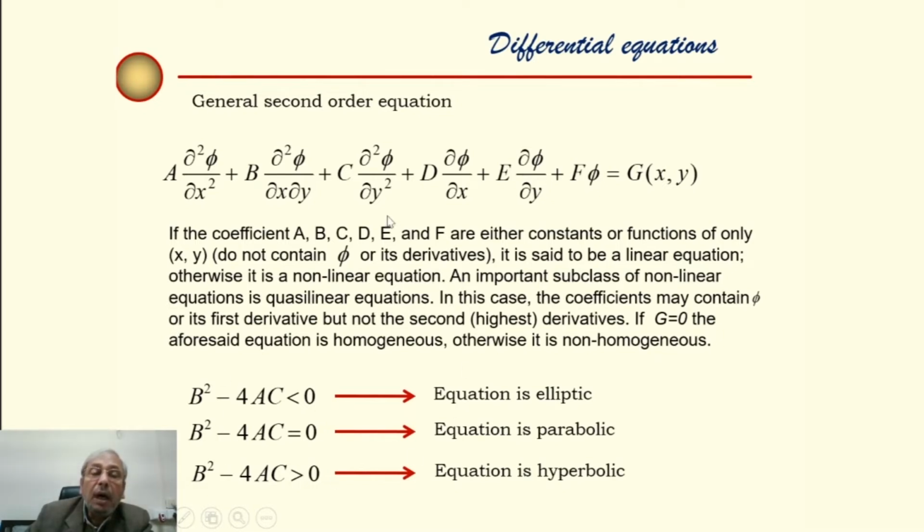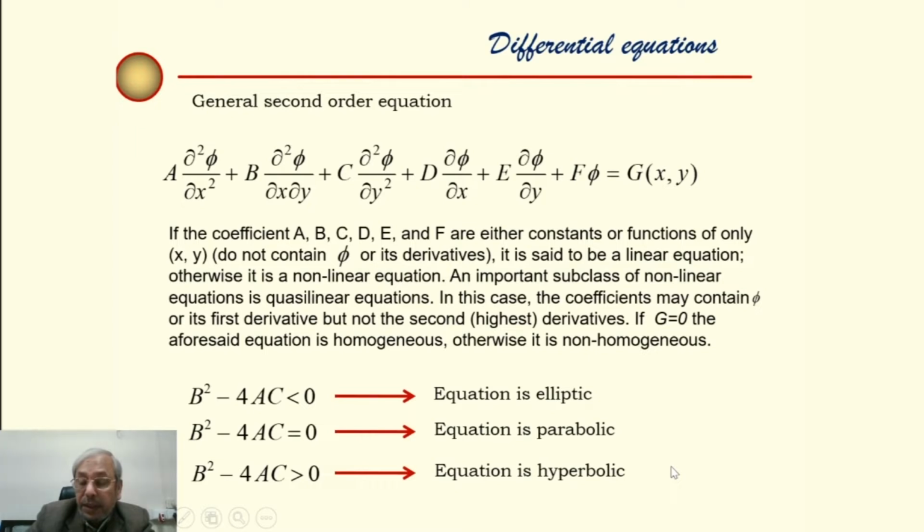Now, the mathematical character of the equation can also be determined from here. We can find out B² − 4AC. If that is less than 0, then the equation is elliptic. If it is equal to 0, then it is a parabolic equation. And if B² − 4AC is greater than 0, then the equation is hyperbolic.